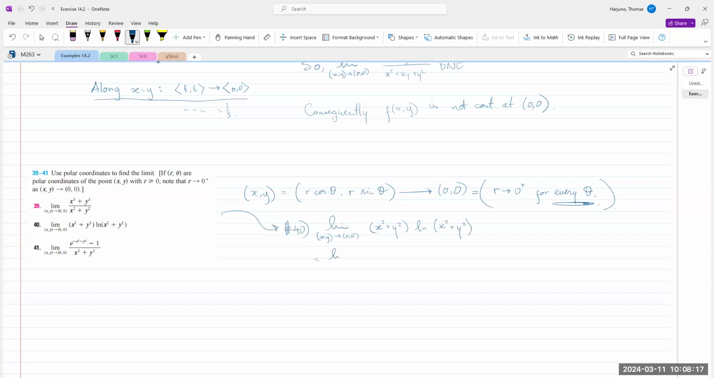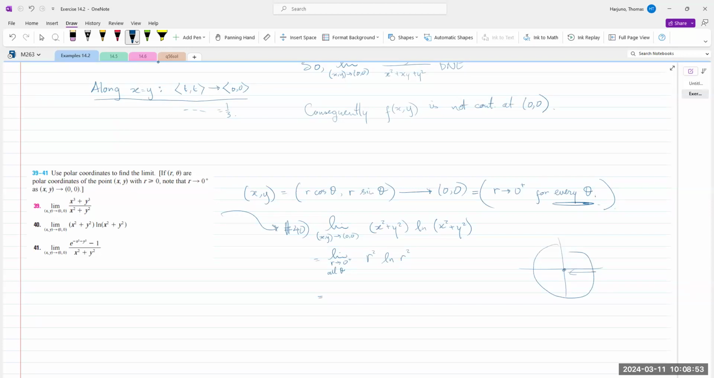That is equal to the limit as r goes to 0 positive. Remember, we use r going to 0 from the right-hand side because we squeeze with positive r. Basically, you use a circle and squeeze it with radius r down to radius 0. So we get r squared natural log of r squared, but don't forget, for all theta. That's actually one of the keys.